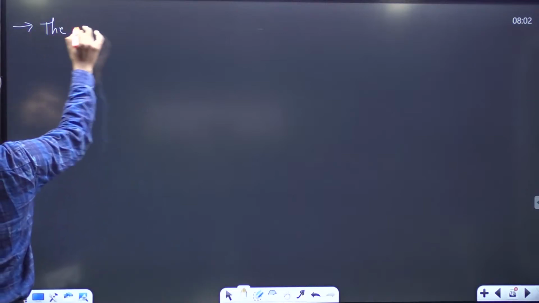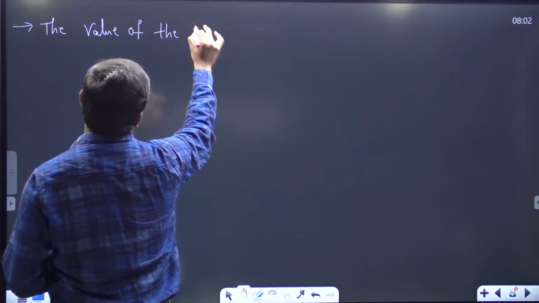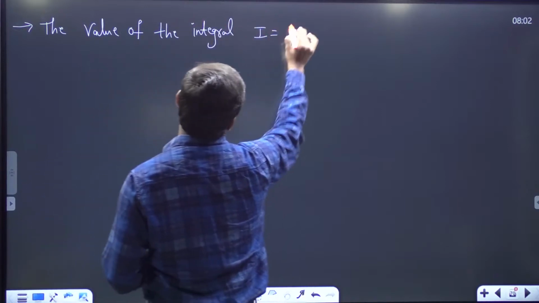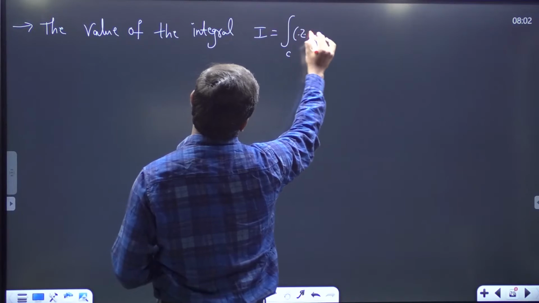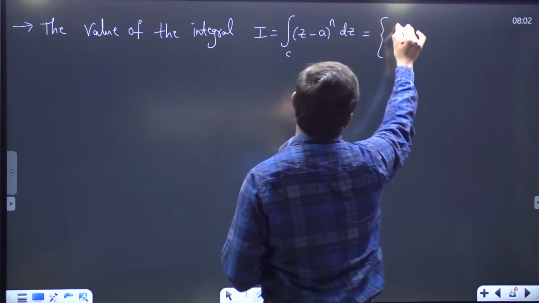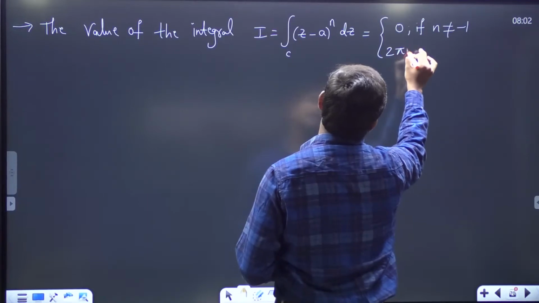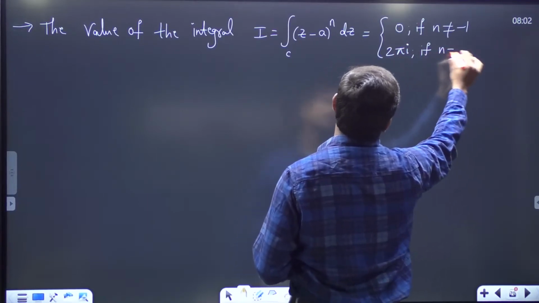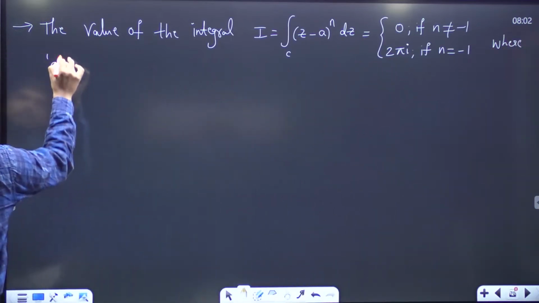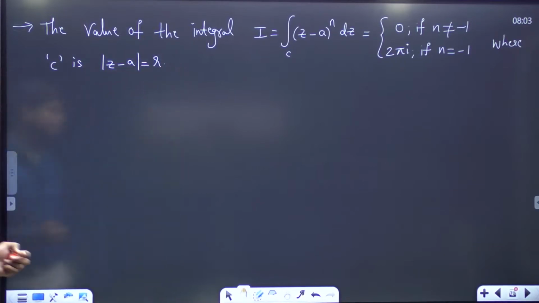The value of the integral I is equal to integral over C of (z minus a) whole power n dz is equal to 0 if n not equal to minus 1, and 2 pi i if n is equal to minus 1, where C is modulus of z minus a is equal to r. Basically, C is a simple closed curve.